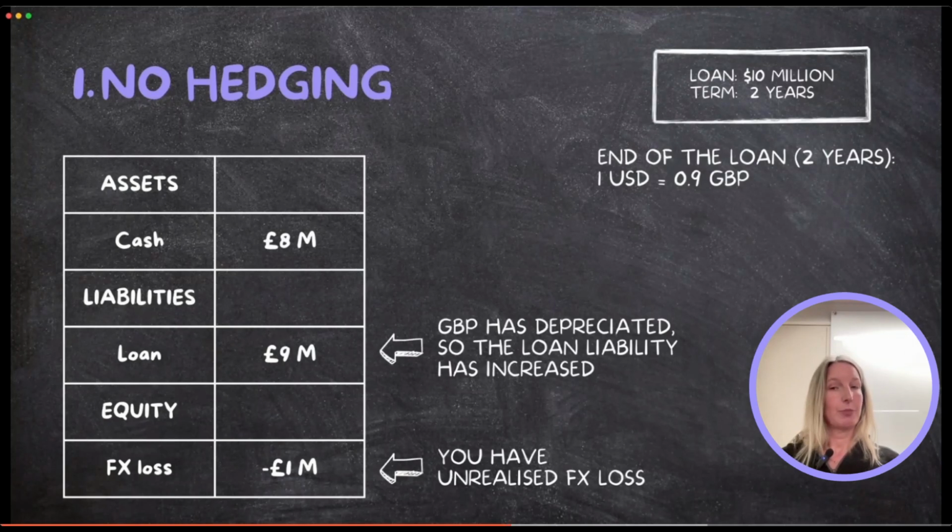So what happens in the next year? The FX rate has moved against you in our scenario here, so cash still 8 million. In pounds, the loan is now worth 9 million pounds that you have to pay back. So you will have an unrealized, but then also a realized loss when you pay back the $10 million, because you now have to come up with 9 million in pounds worth for your 10 million of dollars.